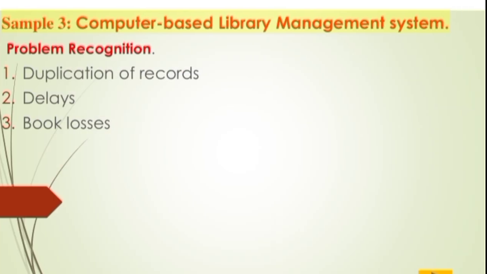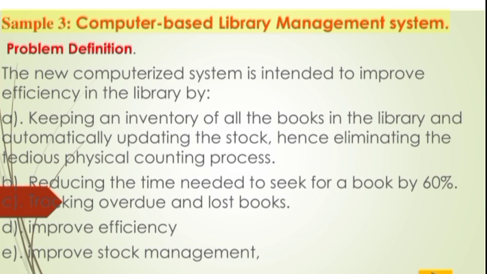Sample 3. Computer-based library management system. Problem recognition. 1. Duplication of records. 2. Delays. 3. Book losses. Sample 3. Computer-based library management system. Problem definition. The new computerized system is intended to improve efficiency in the library by A. Keeping an inventory of all the books in the library and automatically updating the stock, hence eliminating the tedious physical counting process. B. Reducing the time needed to seek for a book by 60%. C. Tracking overdue and lost books. D. Improve efficiency. E. Improve stock management.